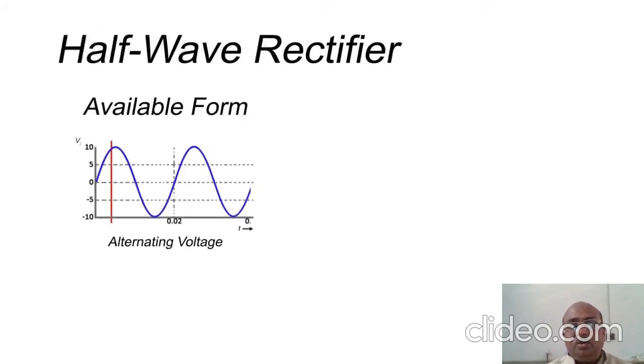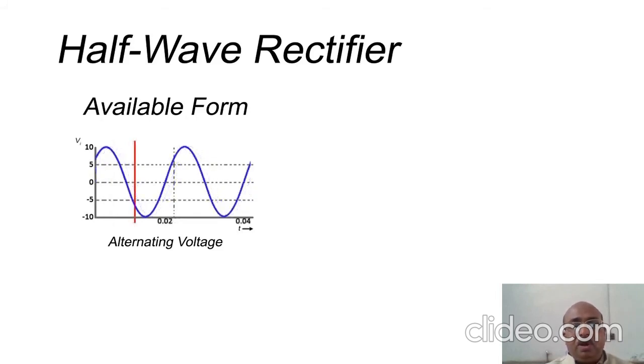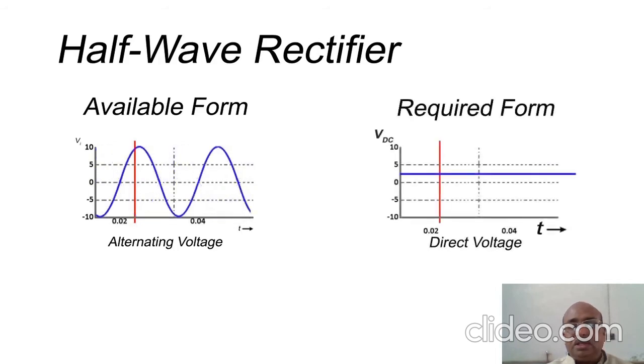Now let us come to our main topic, that is the half wave rectifier. The available alternating current is as depicted in the figure. It has its positive side in the first half cycle and in the next half cycle it comes to the negative side, and this way this alternating current flows. Now what we want is to change this available form into DC, which is our required voltage.